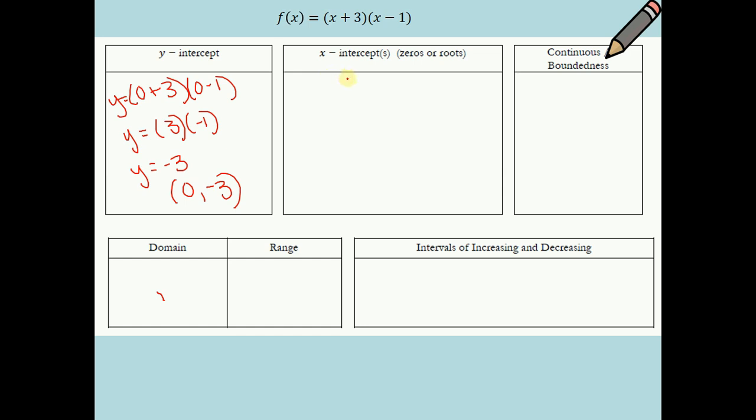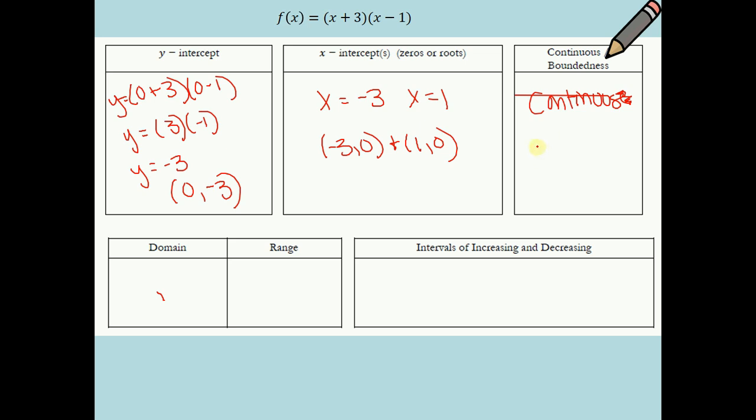X-intercepts. Awesome! It's already factored. Woohoo! Don't have to do much. All we know is that x is at negative 3 and x is at 1 because it's already factored. So if I write those in our ordered pairs, got my two x-intercepts. Got my zeros. This graph is a continuous graph. No breaks.